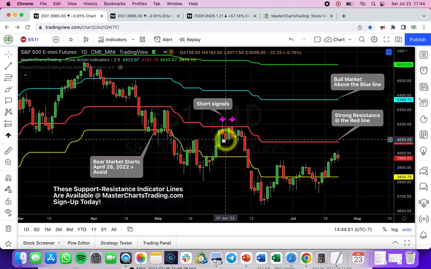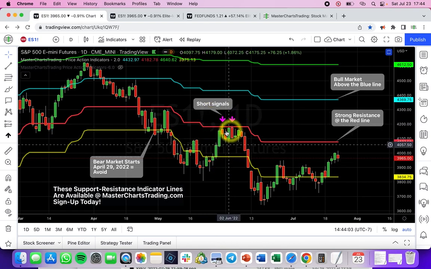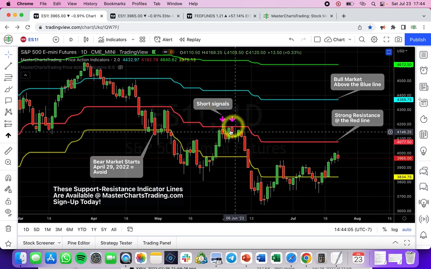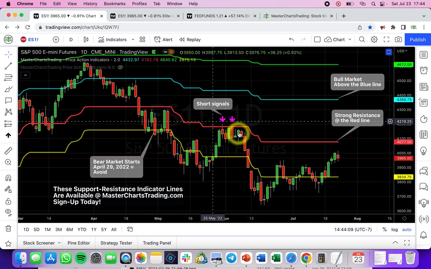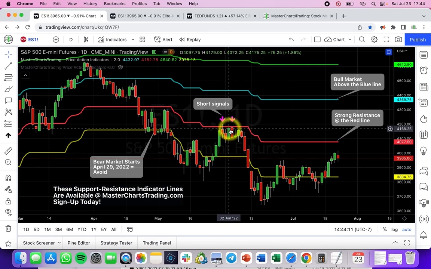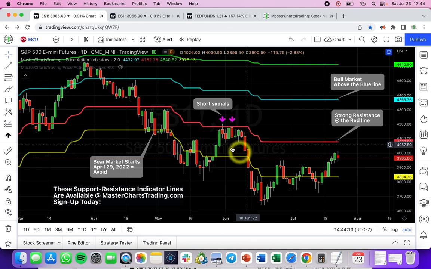You don't need to think about it. You just need to look at the lines. Okay, so the lines are saying that yes, we're definitely in a downtrend because we have closed below the yellow line. We're also saying that we need to be selling short or just unloading our assets.